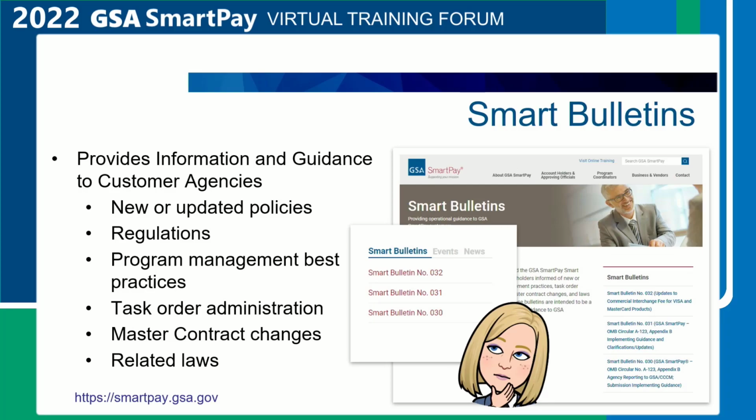Smart Bulletins can be found on the home page or also in the footer of the website. They provide information and guidance to customer agencies and discuss topics such as new or updated policies, regulations, program management, best practices, task order administration, contract changes, and related laws.